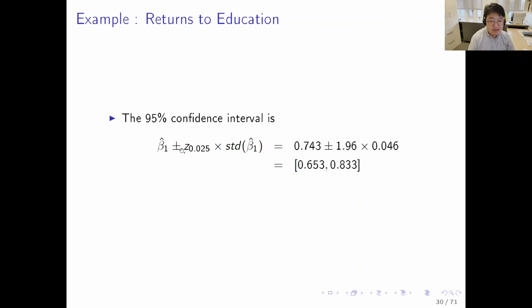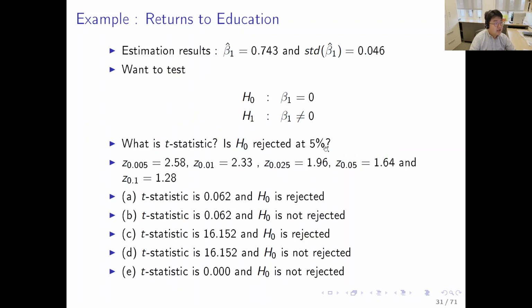Point estimator plus minus z alpha over 2 times the standard error, where z alpha over 2 is 1.96. You have all the numbers. It's pretty easy to calculate. And then if you do the math, you get this interval. So that means the returns to education looks like greater than $0.65, but less than $0.83. It's somewhere in between them with 95% confidence level. Okay, that's how you calculate that.